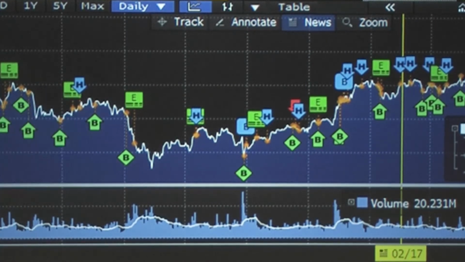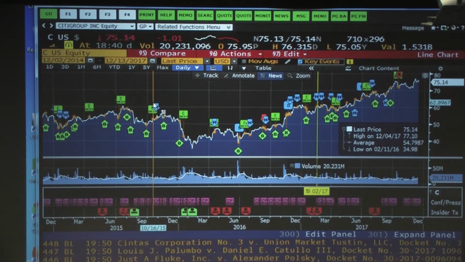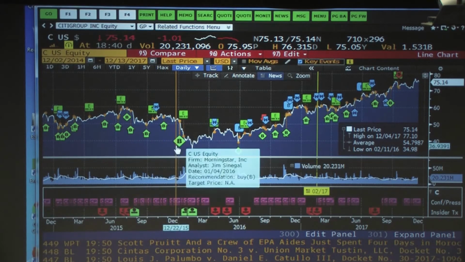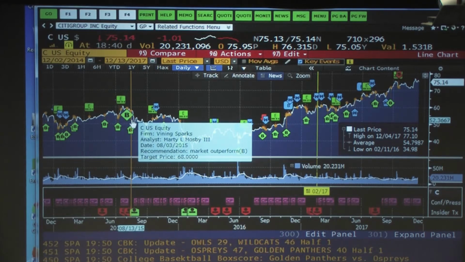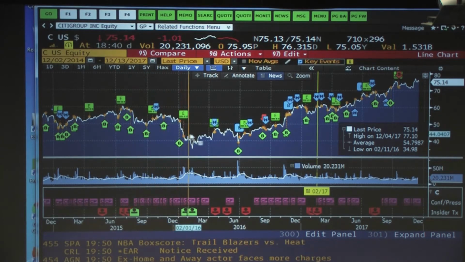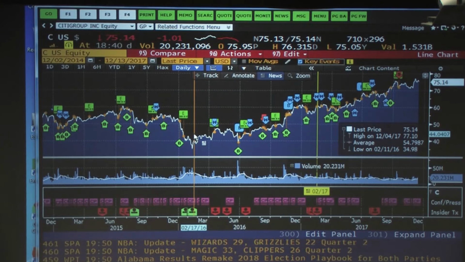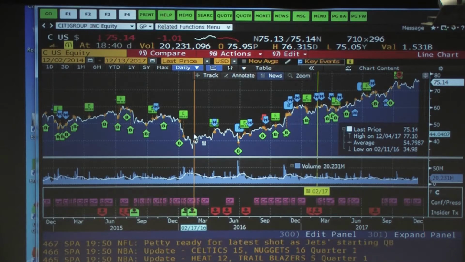You can even see the ratings. So you can see the H, which represents a hold, B, which represents a buy, and remember the diamonds represent basically a neutral buy rating, and then if you have a diamond H, it represents a hold rating. So you can basically see how events and news have shaped the price of the stock relative to where it is today.